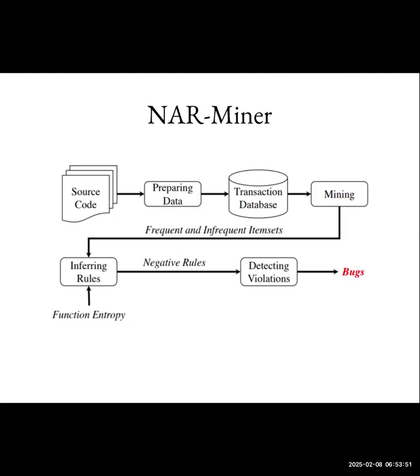From a high level, the workflow of NAR-miner is that first there is a data preparation stage where the source code is transformed into the program elements, the relationships are extracted, and then it's stored in a transaction database. Then the transaction database is mined one function at a time to come up with item sets, which are separated into frequent and infrequent item sets. And then the negative rules are inferred from these item sets, which are then used for detecting violations or bugs.